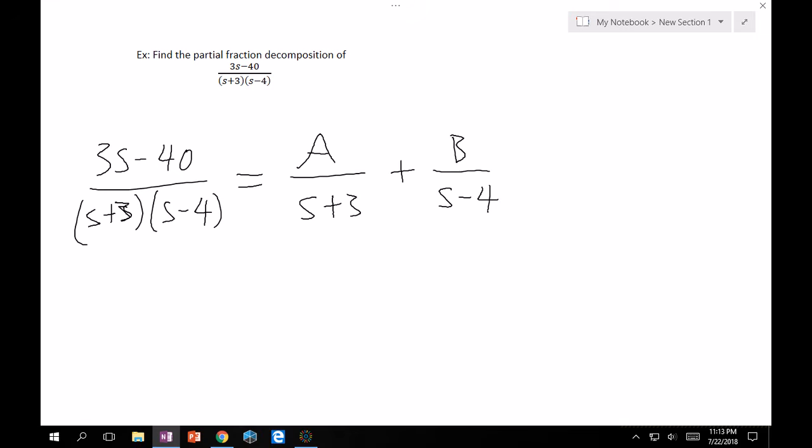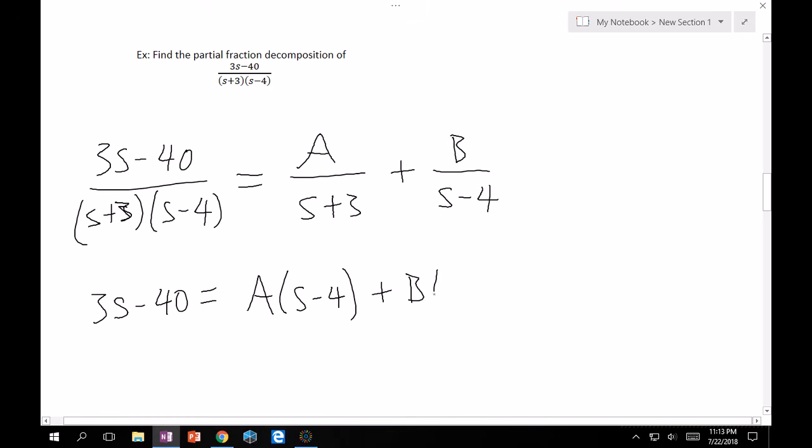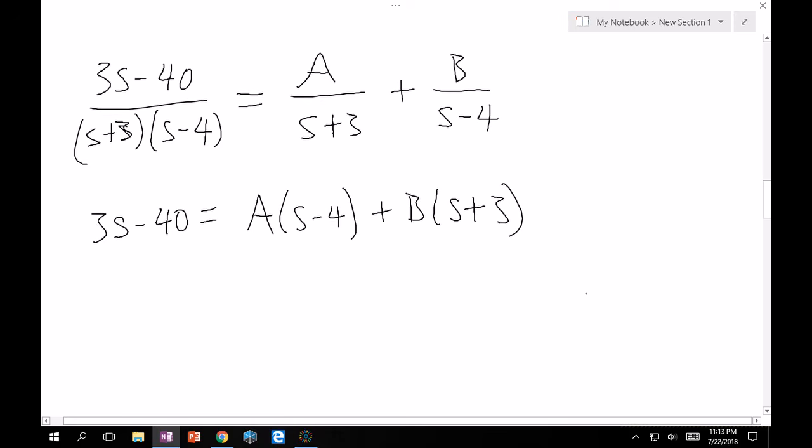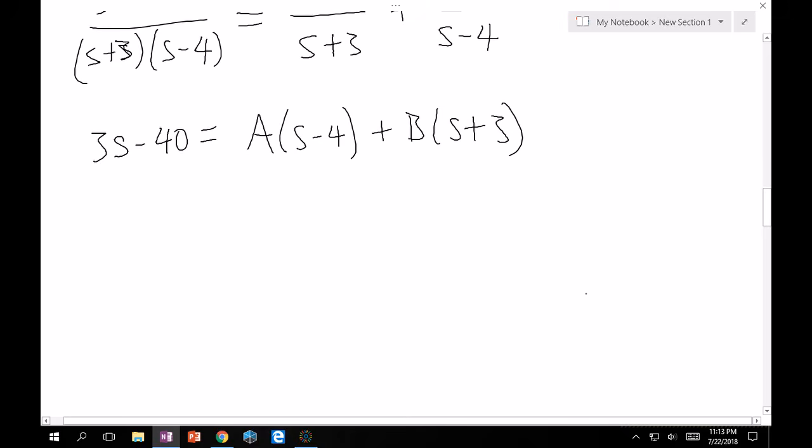For right now, let's just focus on this. If we multiply both sides by s plus 3 times s minus 4, then what happens is we get 3s minus 40 is equal to A times s minus 4 plus B times s plus 3. And the whole goal is to find out what A and B are. That's pretty straightforward to do.